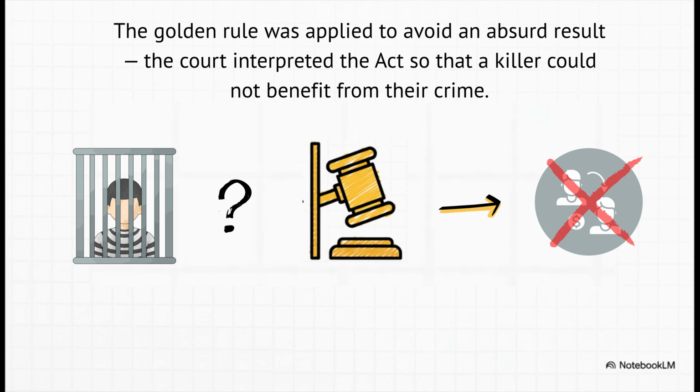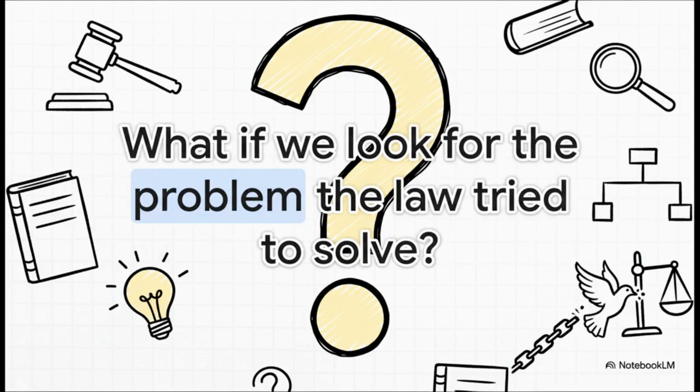They argued that there's no way Parliament could have ever intended for a murderer to profit from such a horrific crime. It's a huge step away from just blindly following words and a step towards a result that actually feels like justice. Okay, so the golden rule is great for stopping really awful outcomes.